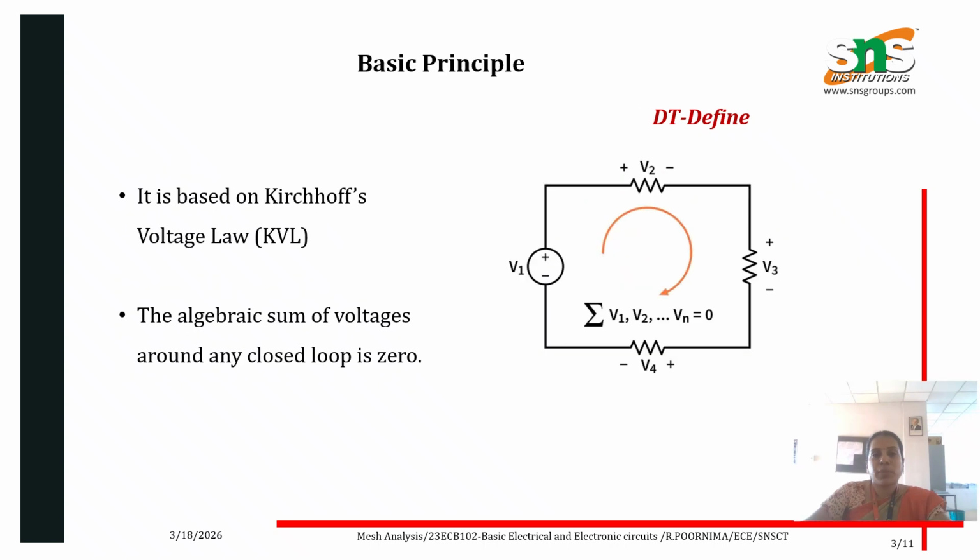What is the basic principle? It is based on Kirchhoff's voltage law: the algebraic sum of voltages around a closed loop is 0. So in this diagram V1, V2, V3 are the voltages, and the sum of all the voltages around the closed loop is 0. We apply this KVL for solving the mesh analysis method.